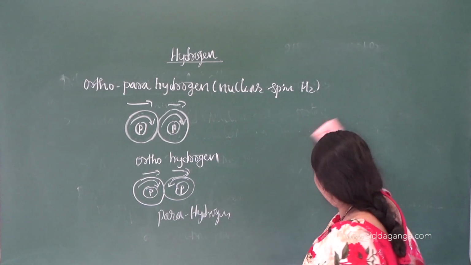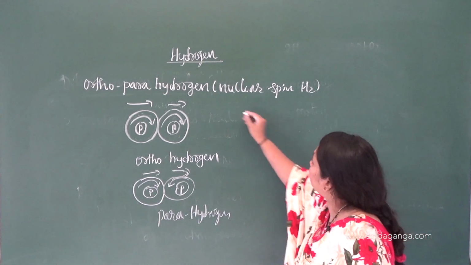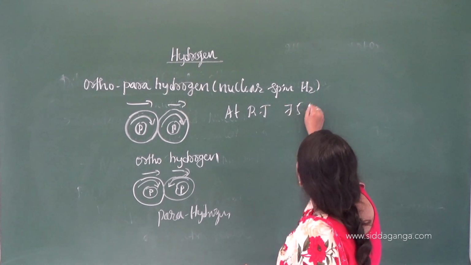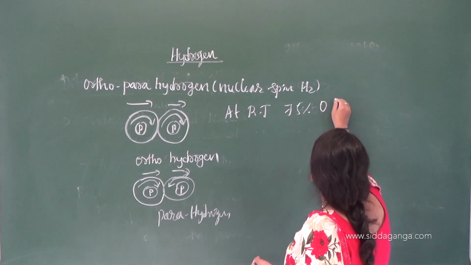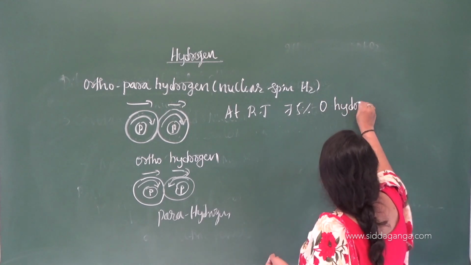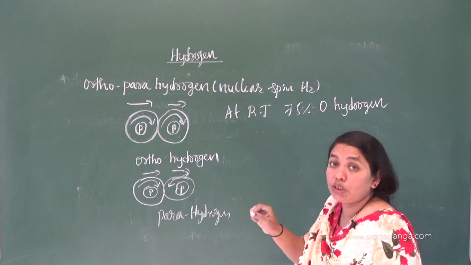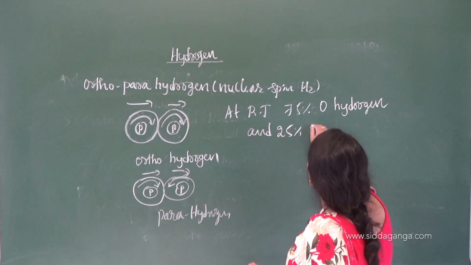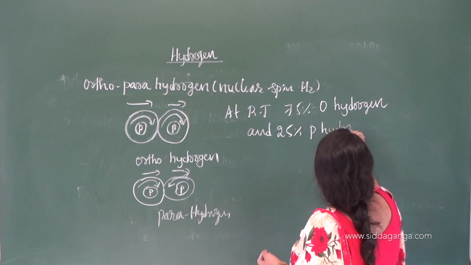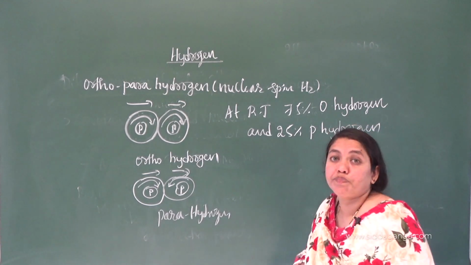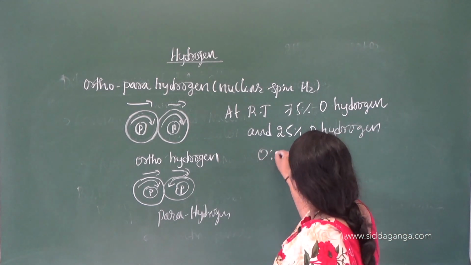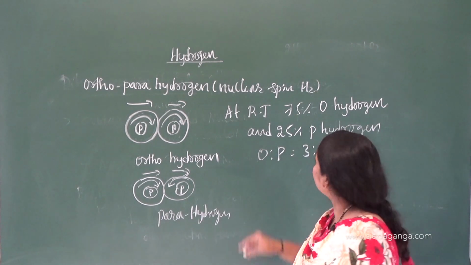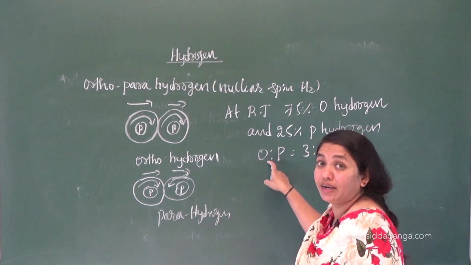What I am now going to tell is that at room temperature, 75% orthohydrogen and 25% para-hydrogen will be there. So the ratio of ortho to para is 3:1, because it is 75 and this is 25. This is the condition at room temperature.